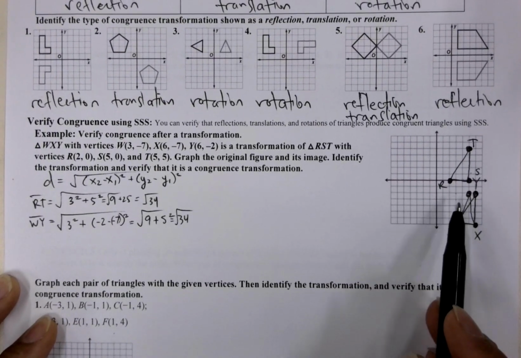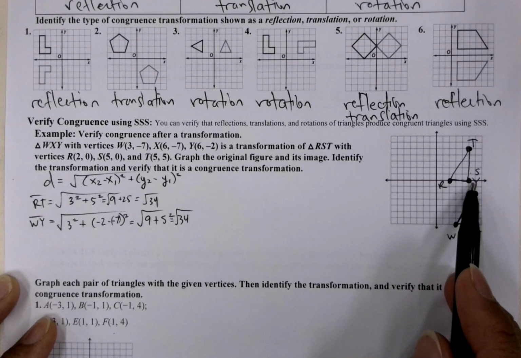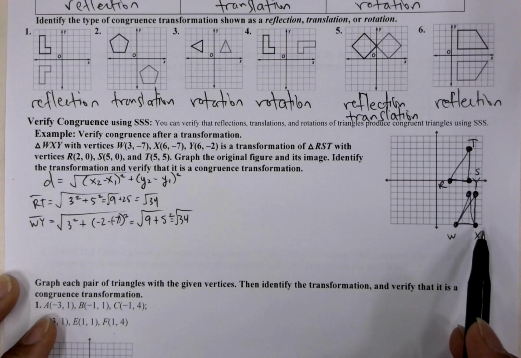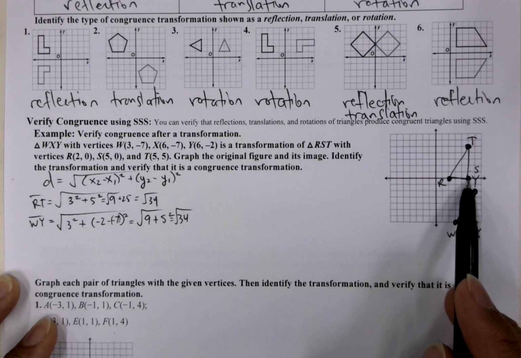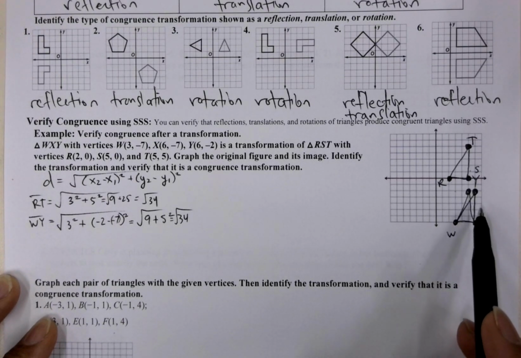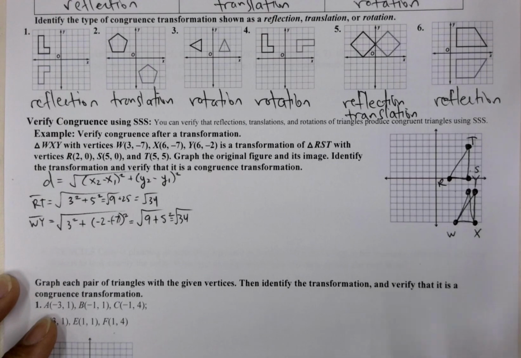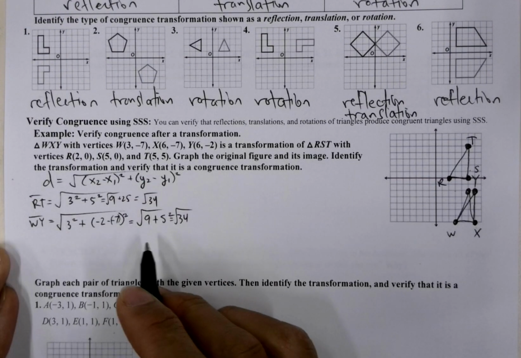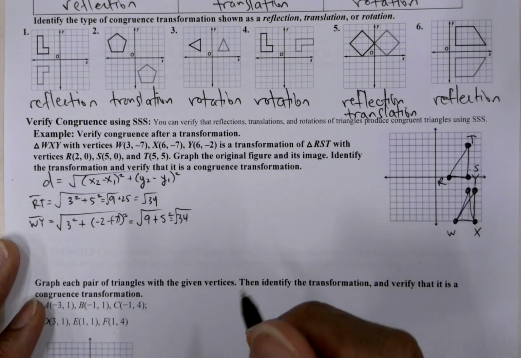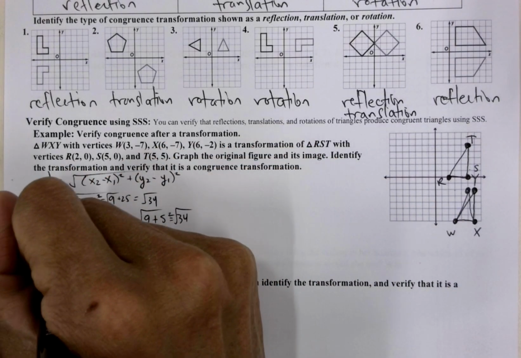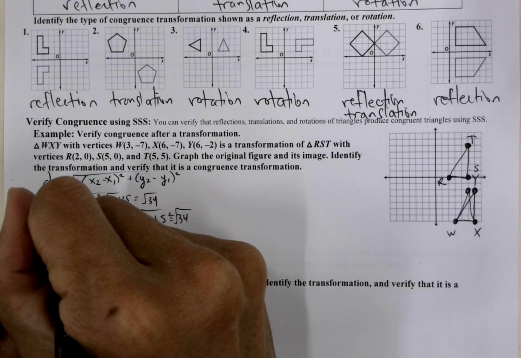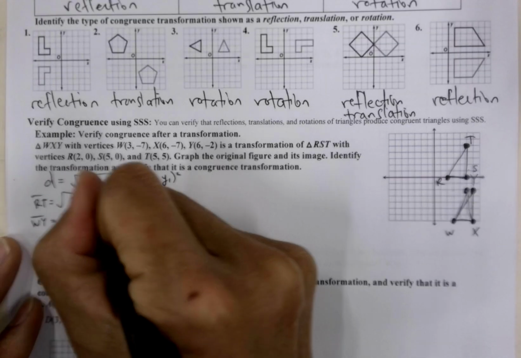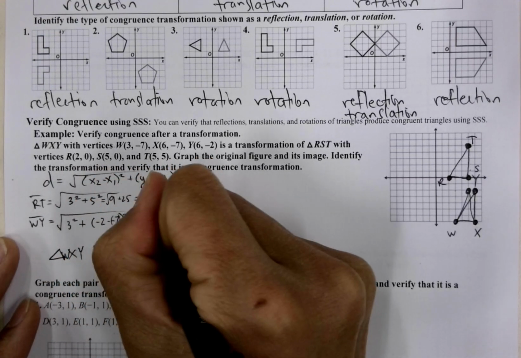Well, we can obviously tell from the graph that RY is congruent with XY. And we can also tell visually that TY is 5 units and YX is 5 units as well. So we can go ahead and just tell right away that they're congruent. So I'm going to go ahead and make a congruence statement and say triangle WXY is congruent with triangle RST, and I'm done.